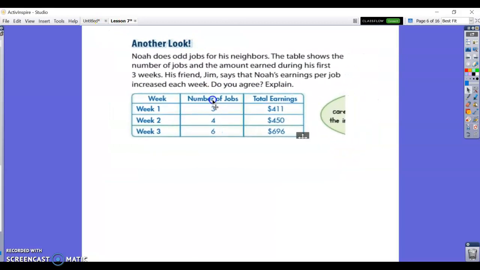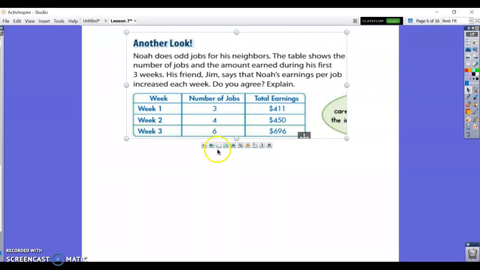I'm just going to make it smaller so I have room to work. This is on your papers that you're going to get from the county. Noah does odd jobs for his neighbors. The table shows the number of jobs and the amount earned during his first 3 weeks. His friend Jim says that Noah's earnings per job increased each week. Do you agree? Explain. So we are trying to find out how much money he makes per job.